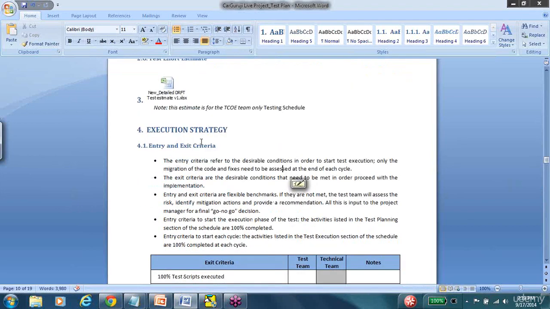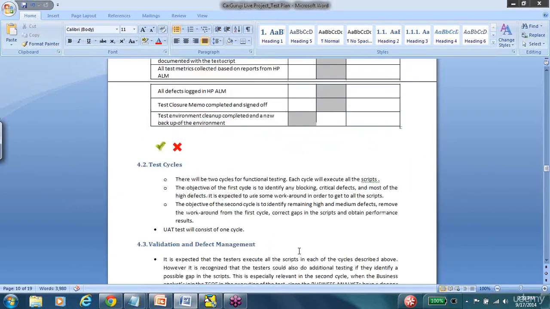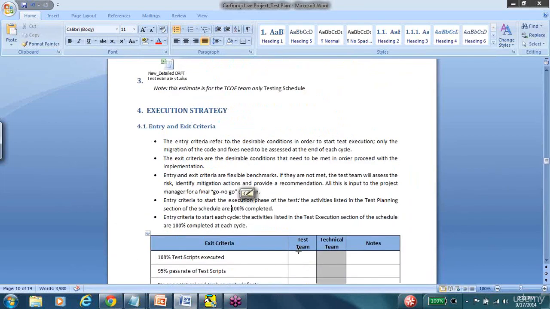Okay. Now comes the execution strategy. So here we are talking about how we will run our test cases, when we start it, when we stop it, all of that. So entry and exit criteria. Entry criteria refers to desirable conditions in order to start the test execution. The exit criteria is the desirable conditions that need to be met in order to proceed with the implementation. Implementation, in the sense, the product going live.